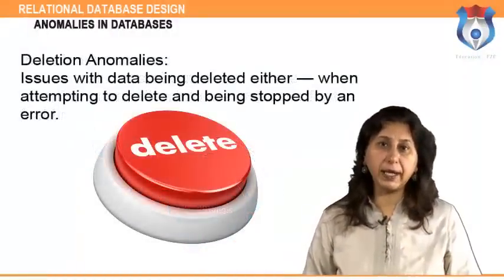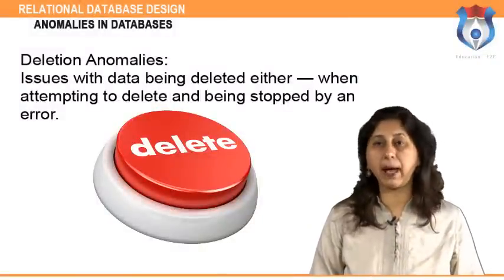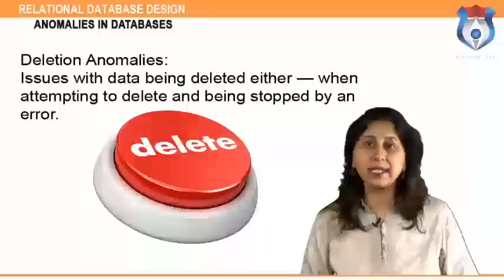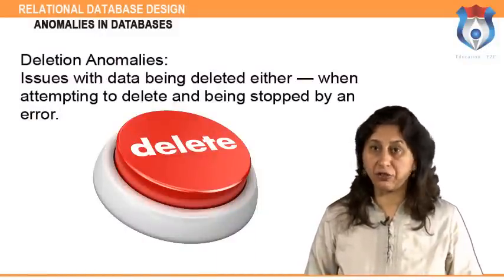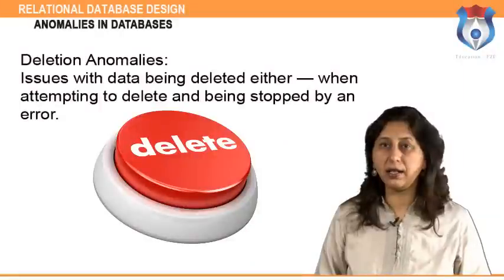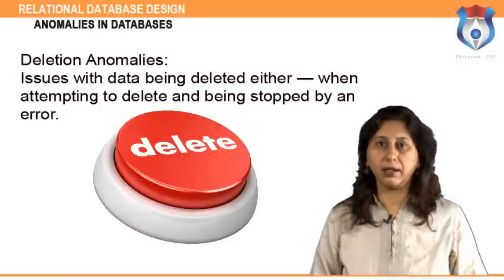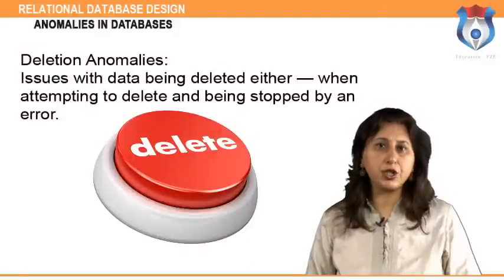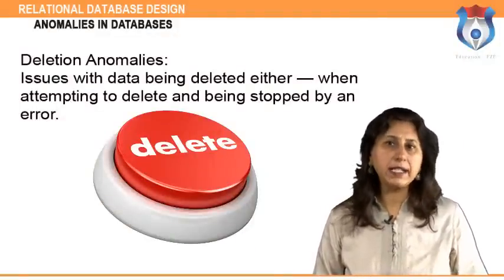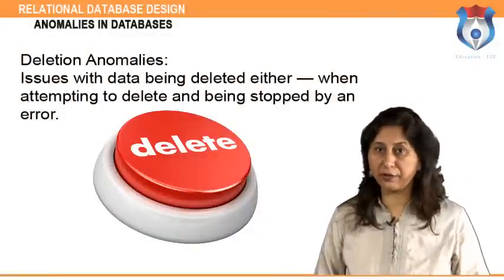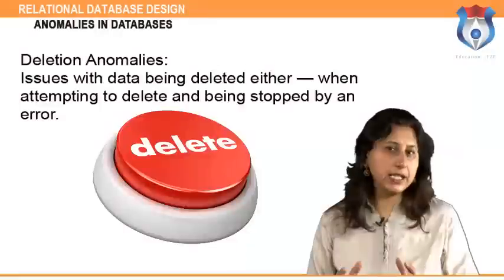Deletion anomalies are issues with data being deleted, either when attempting to delete and being stopped by an error, or by the unseen drop of data. If we delete a row from the table that represents the last piece of data, the details about the piece are also lost from the database. These are the least likely to be caught or to stop you from proceeding. As many deletion errors go unnoticed for extended periods of time, they could be the most costly in terms of recovery.